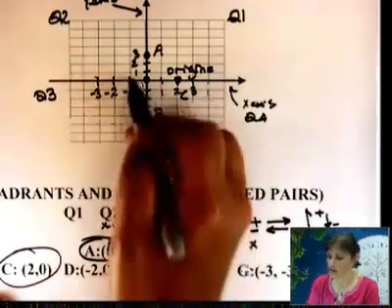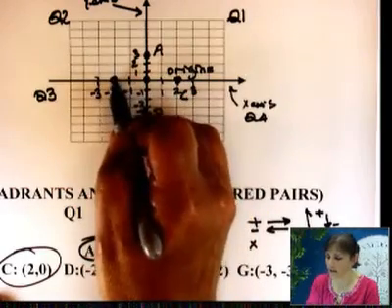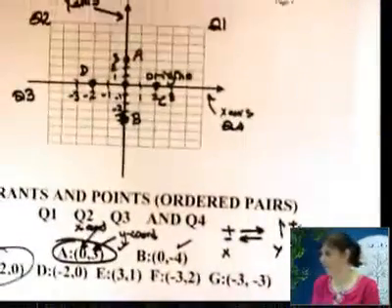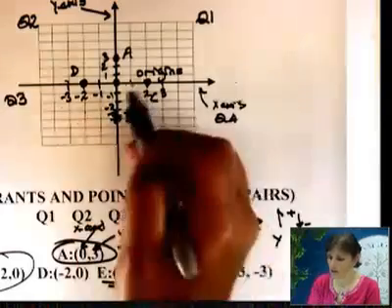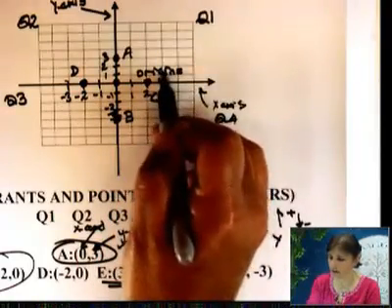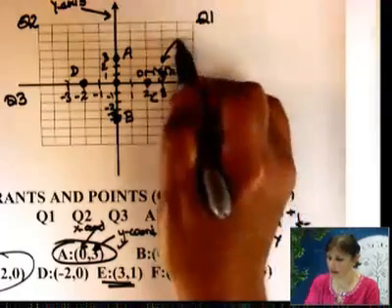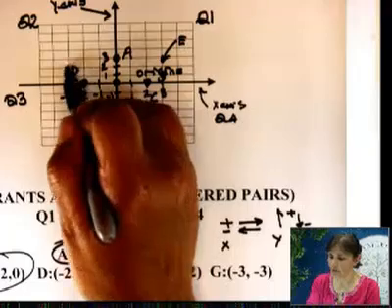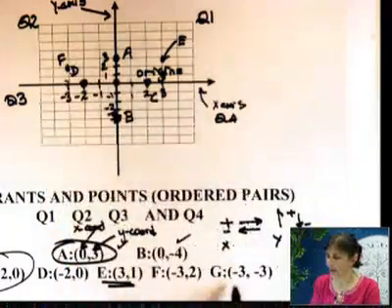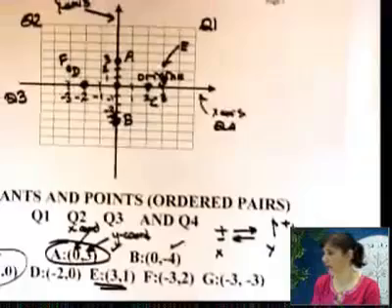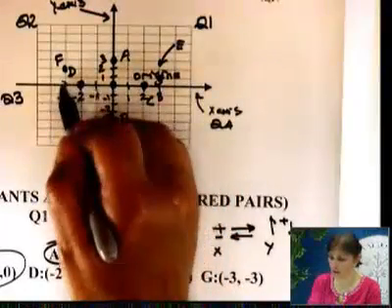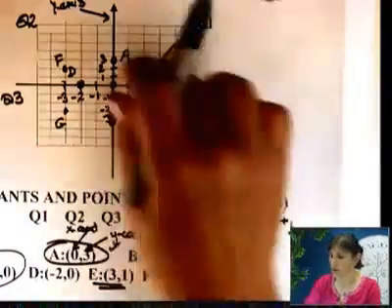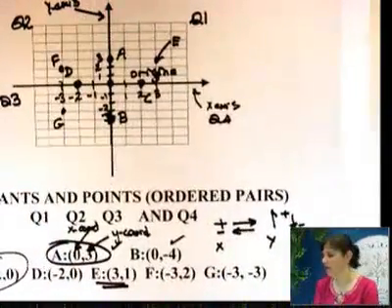D point is (-2, 0). -2 is 1, 2 to the left. That's my D point. E point is going to be (3, 1). So that's 1, 2, 3, and 1 right here. E. And F is (-3, 2). 1, 2, 3, and then 1, 2. F. And G is (-3, -3). That one is going to be -3, 1, 2, 3, and -3, 1, 2, 3. And that one is my G point. So we put a little bit of everything in each quadrant.